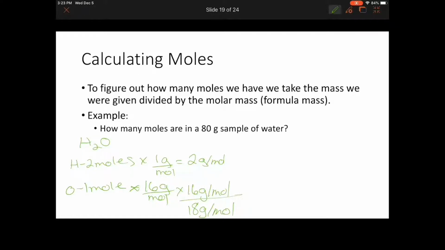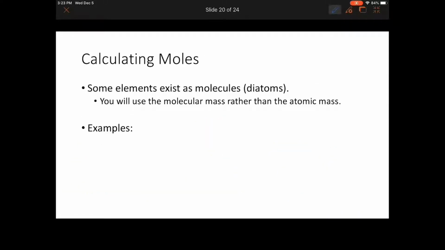Now, in order to calculate how many moles I have, I need to take the mass I was given, which is 80 grams, divided by my molecular mass, which is 18. And that gives me 4.44 moles of water. All right.